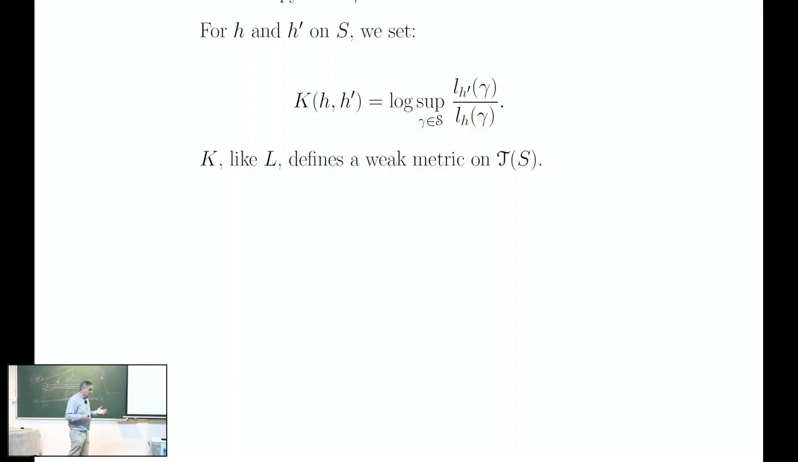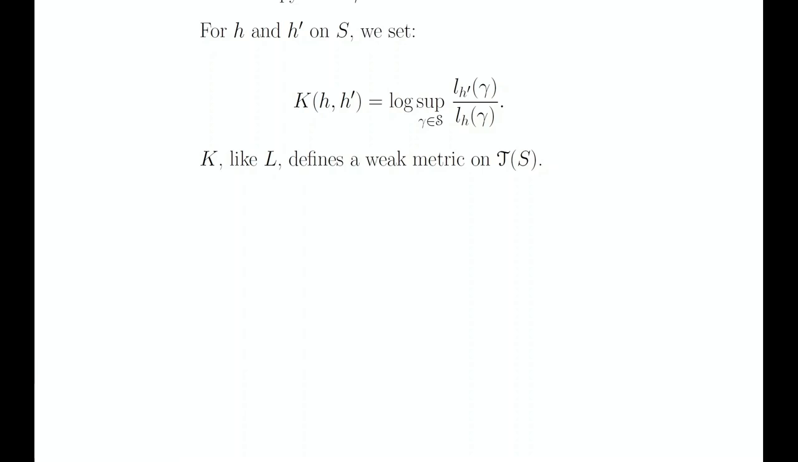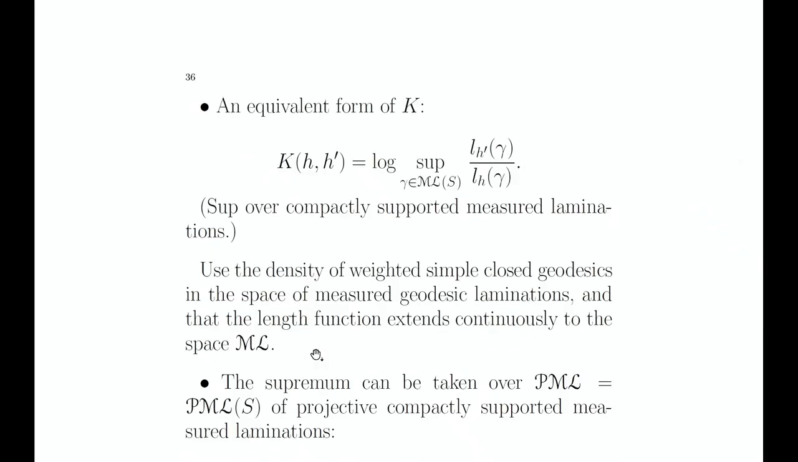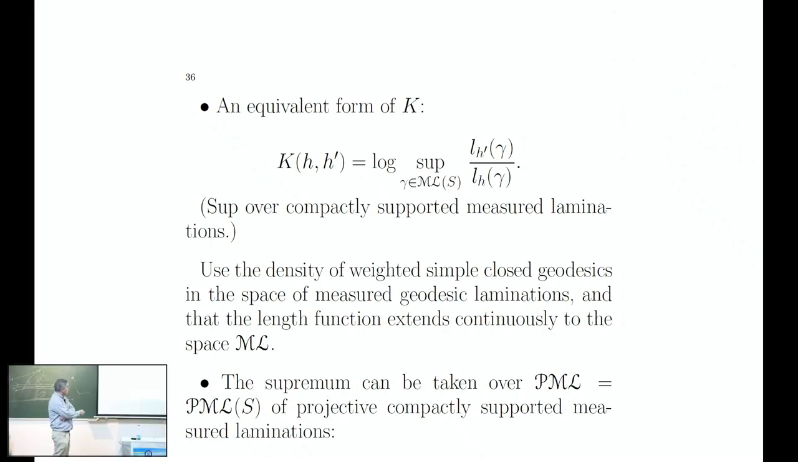They are obtained from measured foliations by replacing each leaf by the geodesic which connects the two endpoints, which is the quotient of the geodesic which connects the two endpoints in the lift to the hyperbolic disk. So here, you see, it's the same definition as before, but instead of the length of a simple closed curve, I'm putting lengths of measured geodesic laminations.